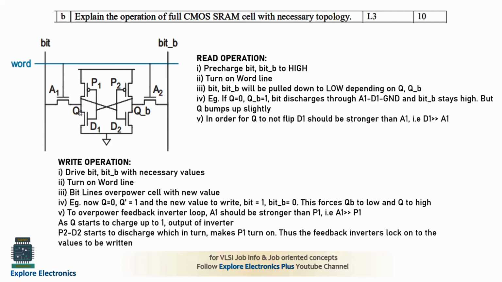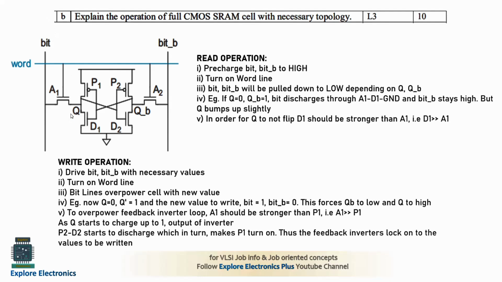Now Q is 0, D1 is on, and A1 is on. We will have 1 at the bit line. This will pass through A1, then through D1, and it will be connected to ground. What it says is that the bit line is discharging its value to 0. We had precharged this bit value to 1. Now after the reading operation, bit will go to 0, but bit bar will stay at 1 itself. It says we are reading the data 0.